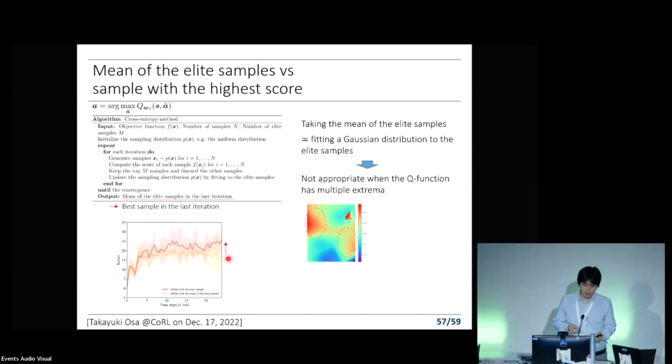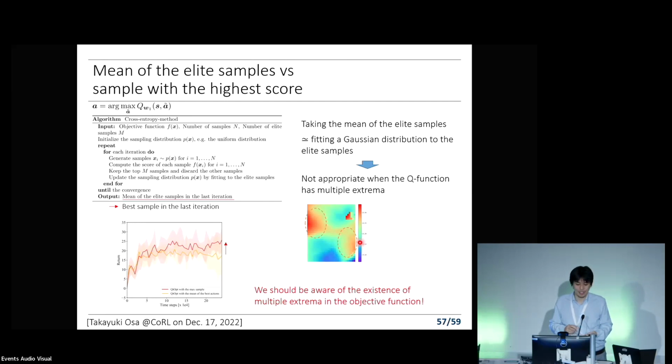Actually, taking the mean of the elite samples is equivalent to fitting a Gaussian distribution to the elite samples. However, if the elite samples exist in separate modes, taking the mean is actually a bad approximation of the optimal actions. So this case study indicates that we should be aware of multiple extrema in the objective functions, even if we are not interested in discovering diverse solutions.